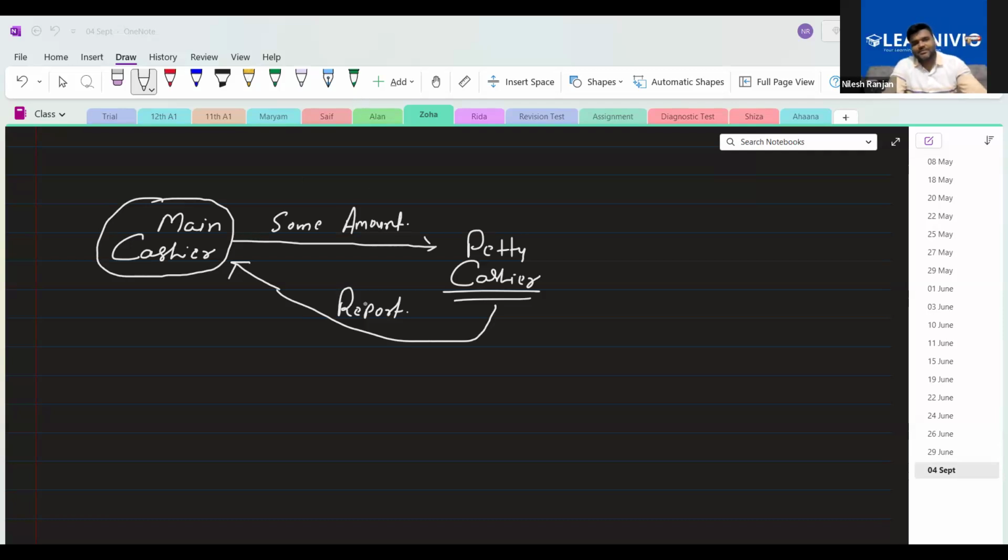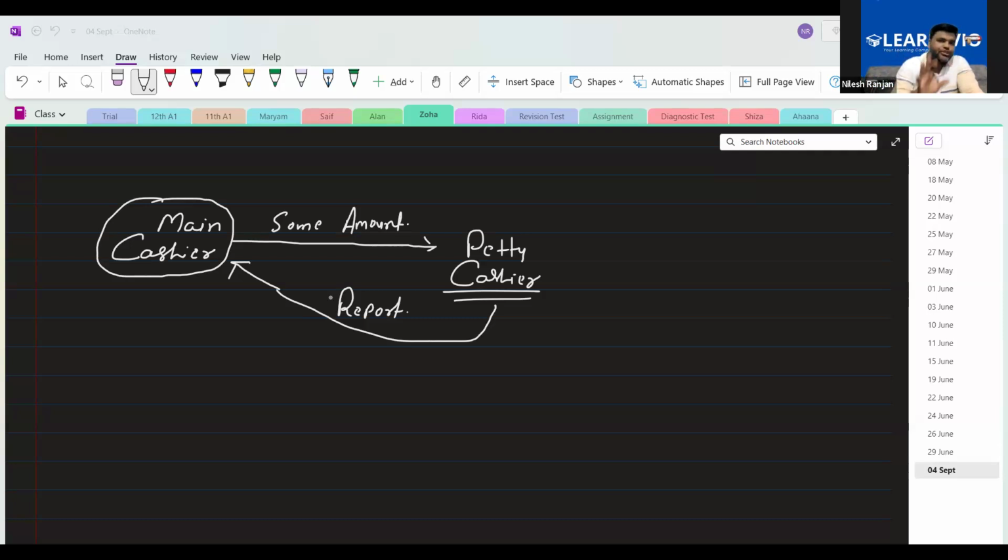So this is the main cashier, and he will pay the money to the petty cashier in the beginning of every month. Let's assume it is a month. And the petty cashier will submit the report at the end of the month with the balance. He will report to the main cashier that this is the remaining balance and this is the expenses list. So please check it and reimburse me again so that I can pay the next month's expenses. So this is the system.